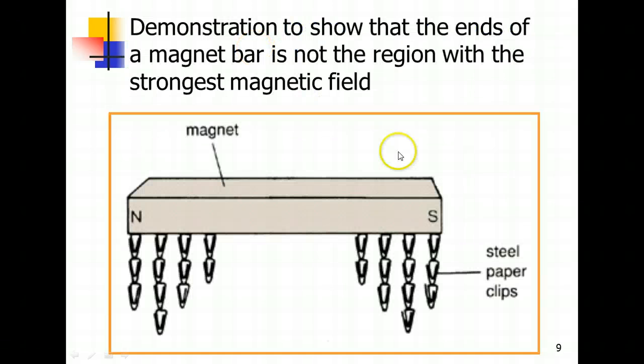This is how we determine the position of the north and south pole. Although the letters are written or marked near the end of the magnet bar, you'll find that the location slightly further away from the end has more paper clips. It can attract more paper clips. Therefore, the actual north pole will be somewhere here, and the actual south pole will be at this particular location, a little bit further away from the end of the magnet.